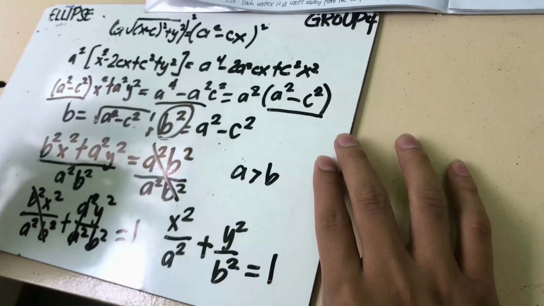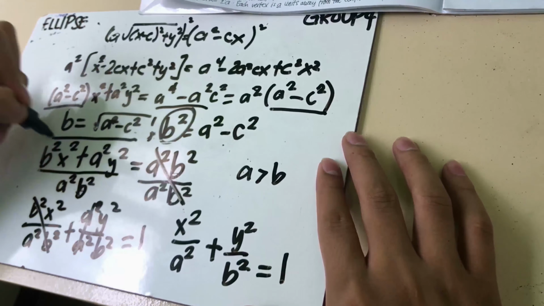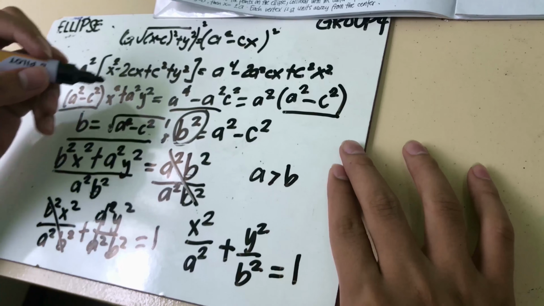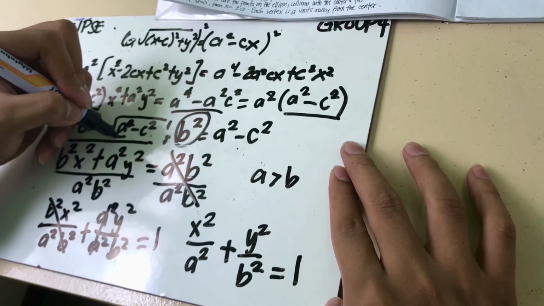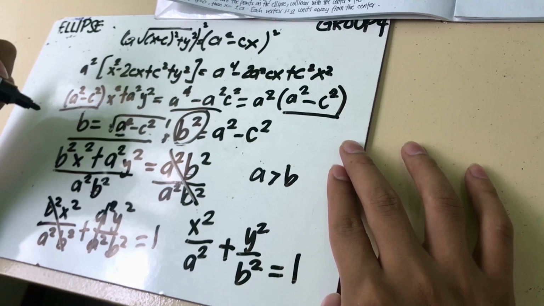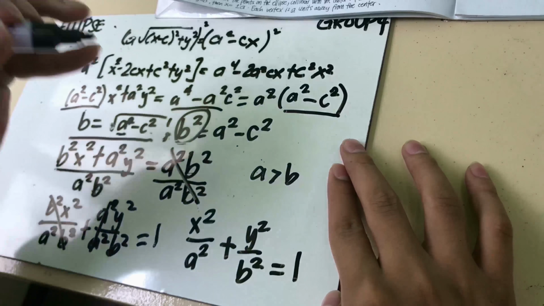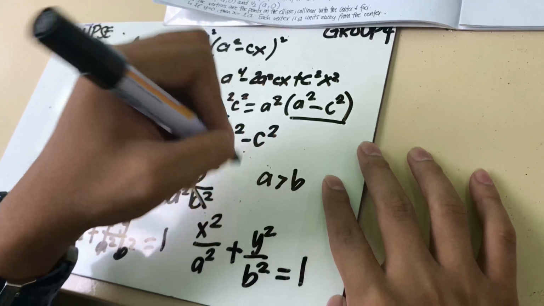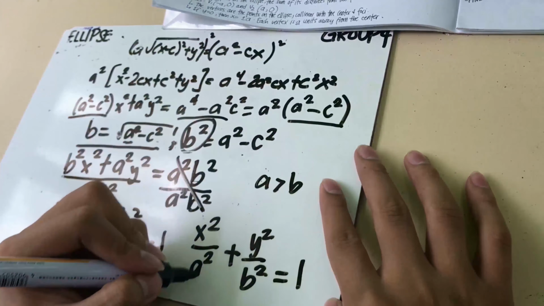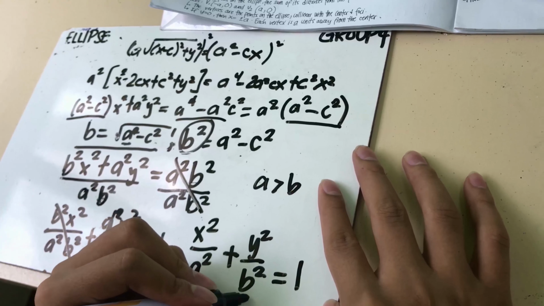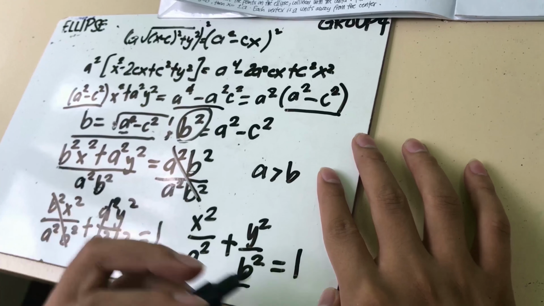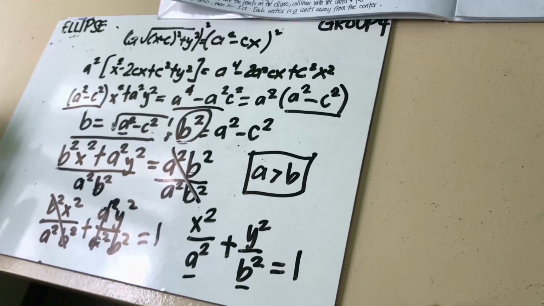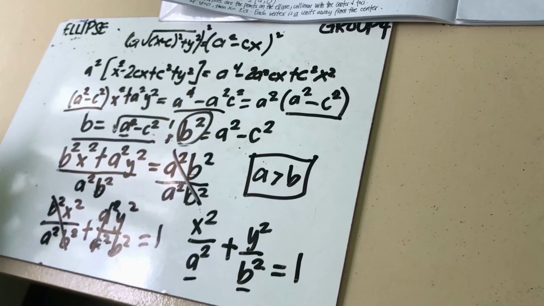Now since we implied this situation, if you remember, your square root cannot be negative, so therefore we can imply that your a must be greater than b and therefore must be greater than c. So with that, we can say that a is greater than b, and this inequality will be important as we discuss the properties.